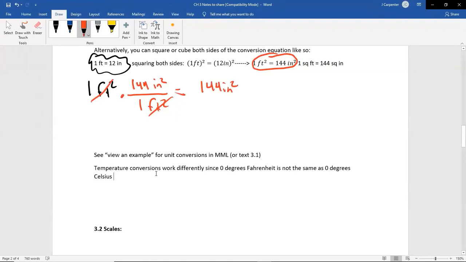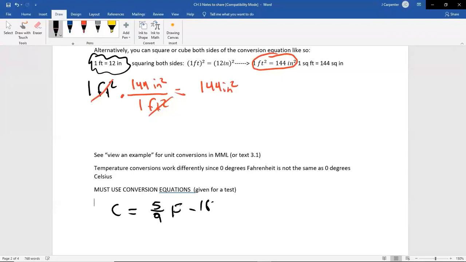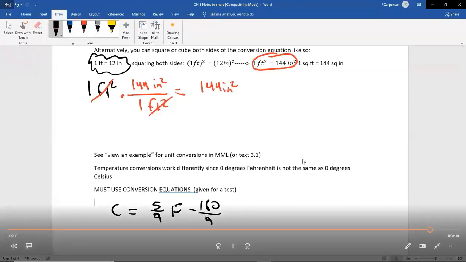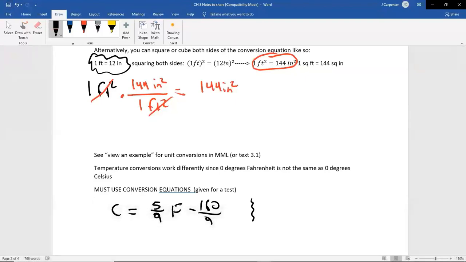You cannot do dimensional analysis with this. You must use conversion equations. You have to use conversion equations, and I will not make you memorize these. These will be given for a test. In particular, the one that we stick with is C equals 5 over 9 F minus 160 over 9. That's a good one. You can also say that F is equal to 9 over 5 C plus 32. These are the two conversion equations.